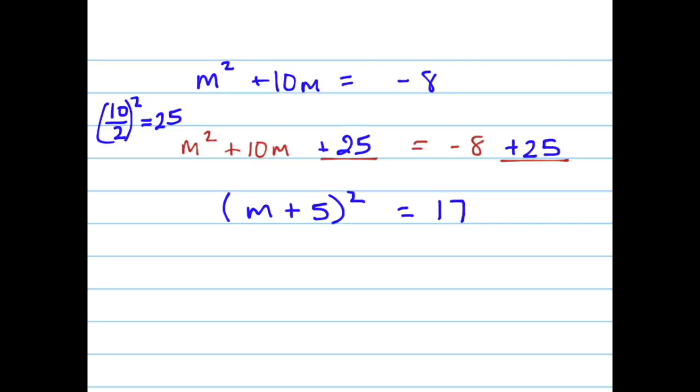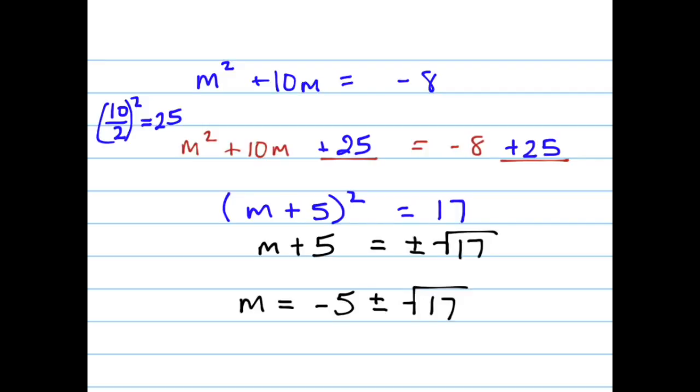I think everybody got about to here, right? Except for we had a little trouble getting the 17 properly. Everybody good now? Yeah? So then we take the square root of both sides, right? We get m plus 5 on the left is equal to plus or minus the square root of 17. Right? Then what do we do? Subtract 5 from both sides. So we got negative 5 plus or minus the square root of 17, which is the same as negative 5 plus radical 17 and negative 5 minus radical 17.